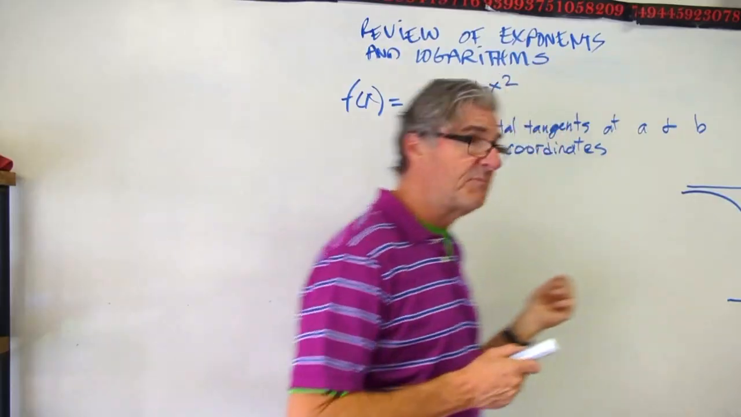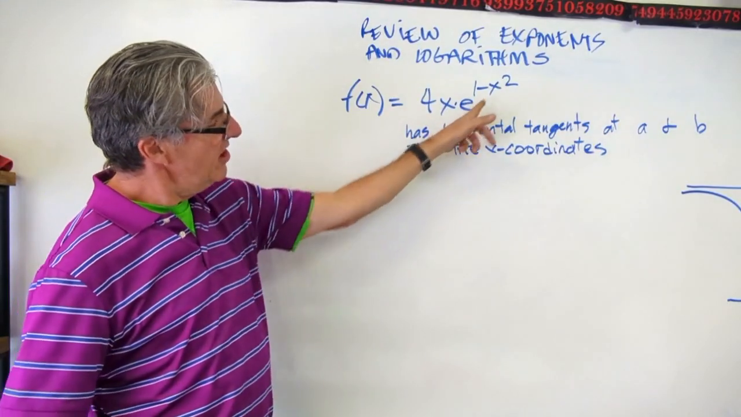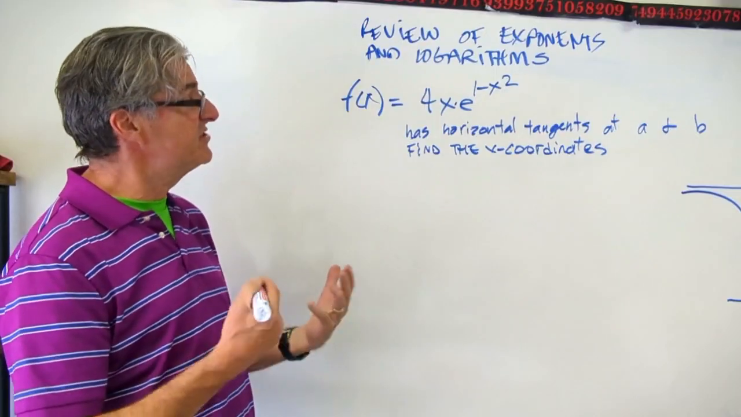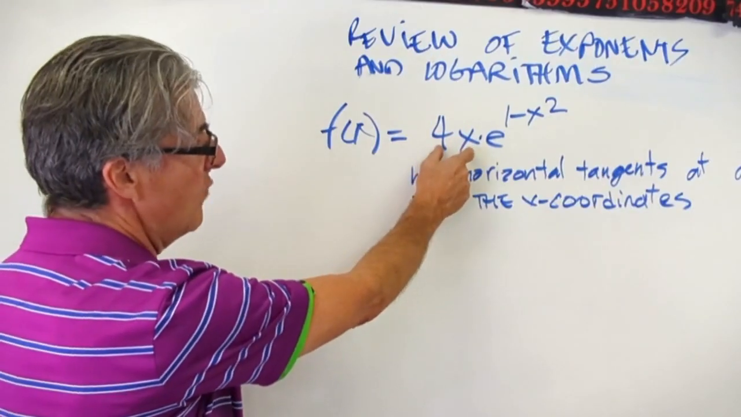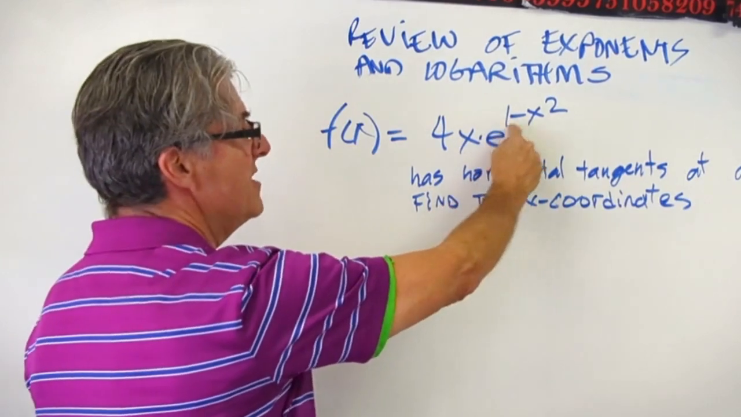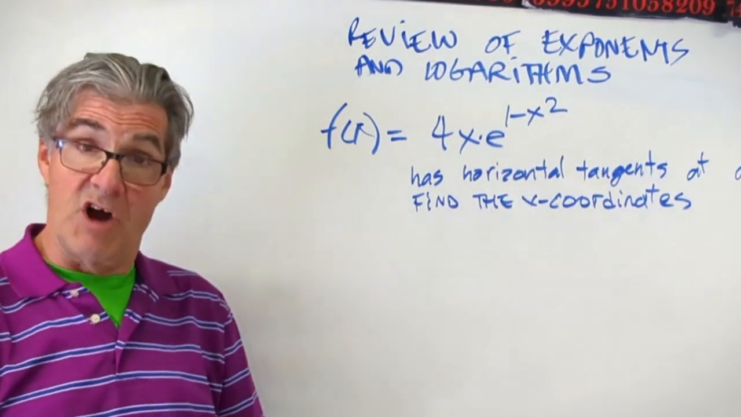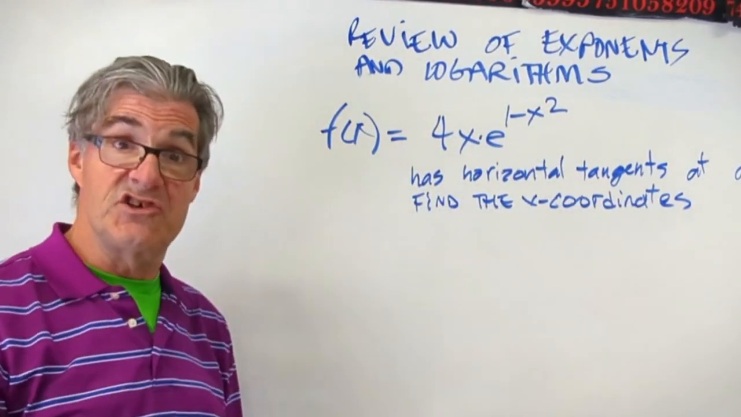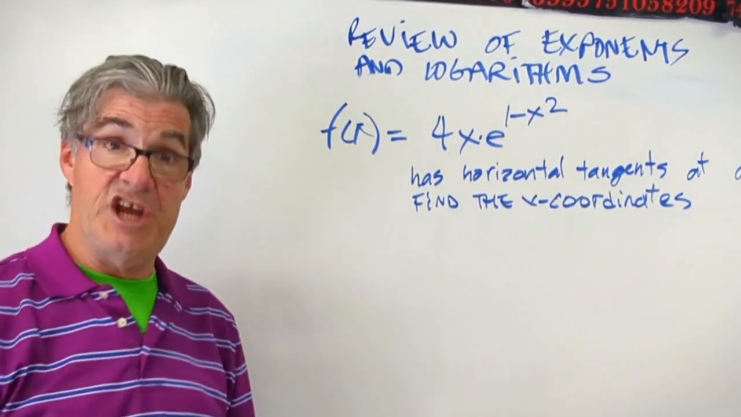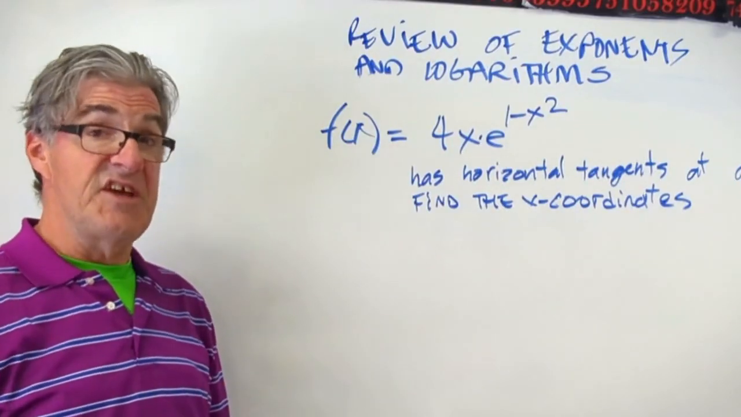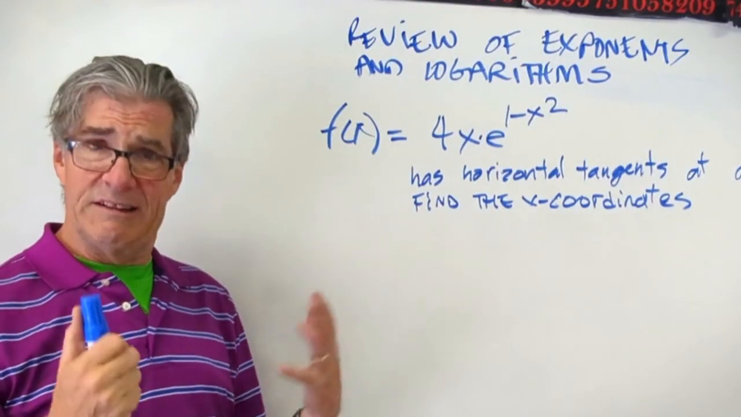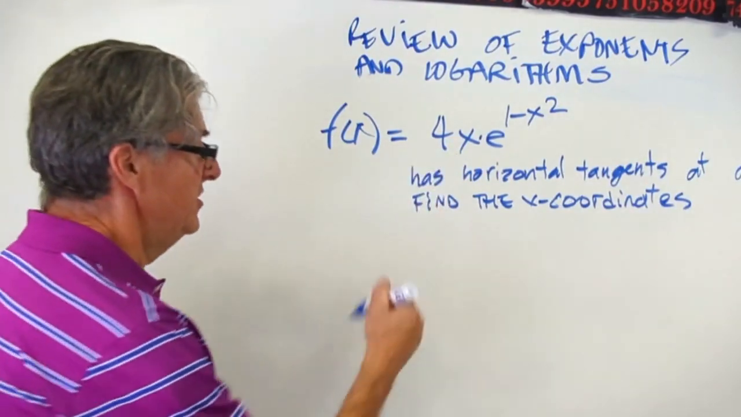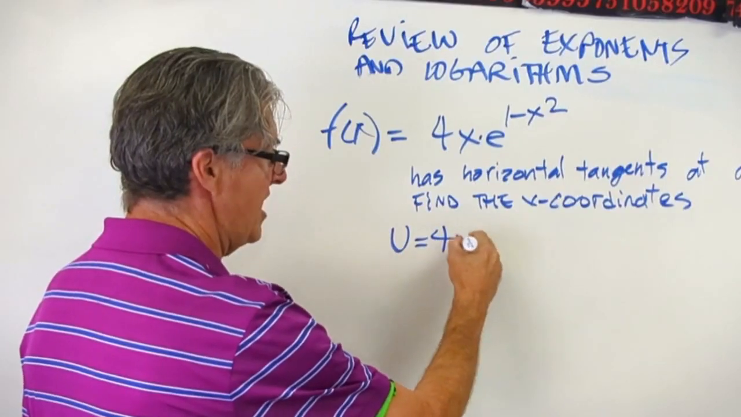So let's do that. First off, you've got to take a look at our function here. There's actually a fair amount going on. The first big piece to see is that we've got 4x times e to the 1 minus x squared. So we have a product rule situation where we have this function times this function. Additionally, this function is a chain rule situation. So there's going to be a bunch of things to keep track of here. So let's get started. First, here's my first function. I'm going to call that u. So I know that u equals 4x.